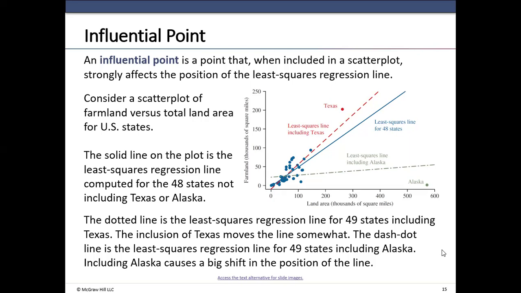What is the message from here? Do the regression without including the most influential points, and later on you might include the influential points and see how it shifts the slope.